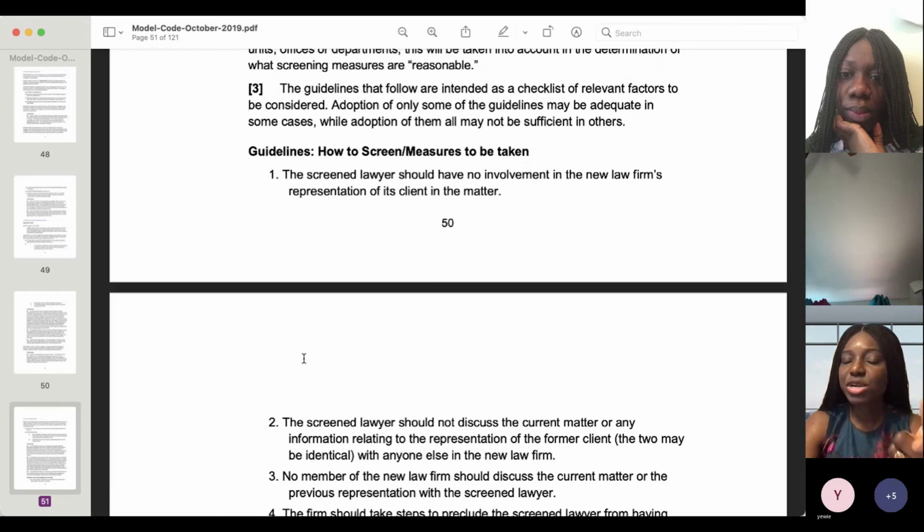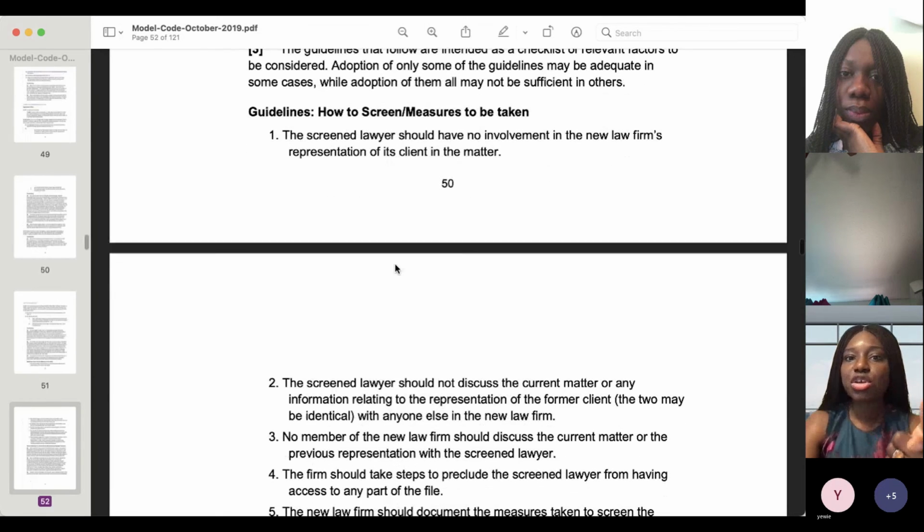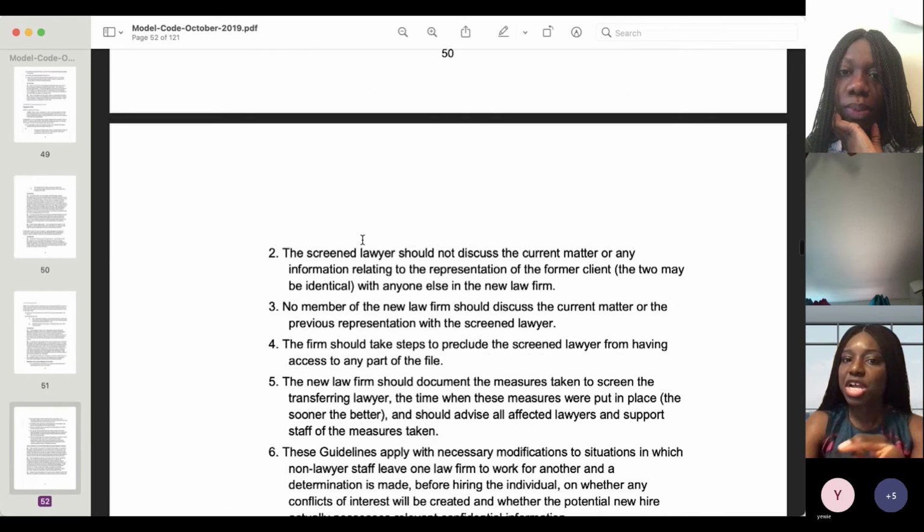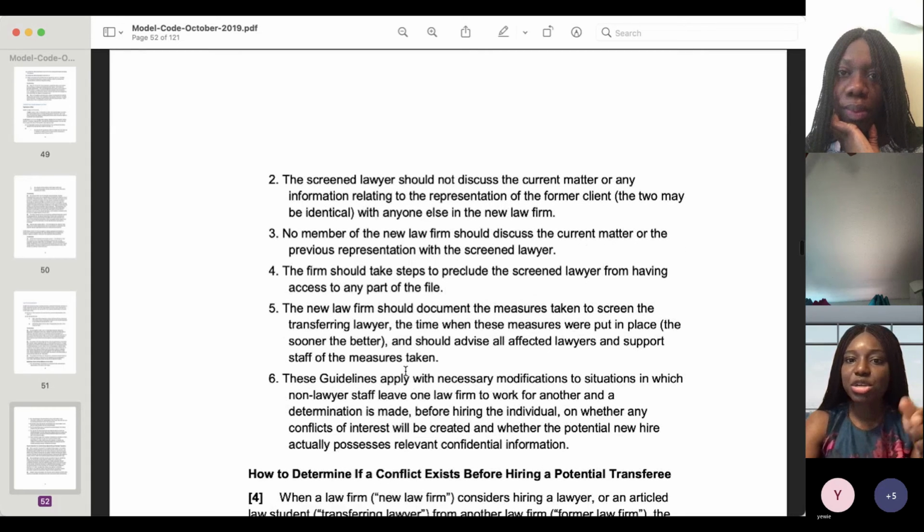So you come here. The screened lawyer, which is your colleague, should not have any involvement in the law firm's representation of its client's matter. The screened lawyer should not discuss the current matter with any information relating to the representation of the former client. So she must not talk to anybody in the new firm about the old matter. No member of the new firm should discuss the current matter with this lady. The firm should take steps to preclude the screened lawyer from having access to any part of the file. So that's when they lock it in a file cabinet, somebody has the key, a particular legal assistant in charge. The new law firm should document the measures taken to screen the transferring lawyer.